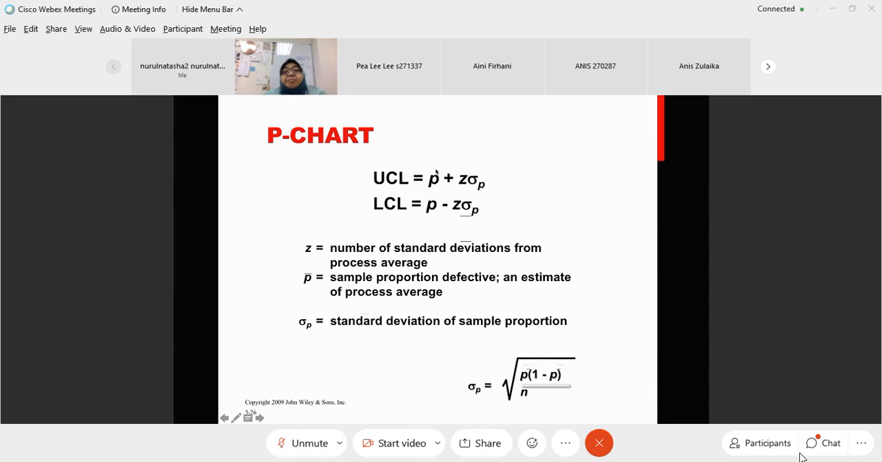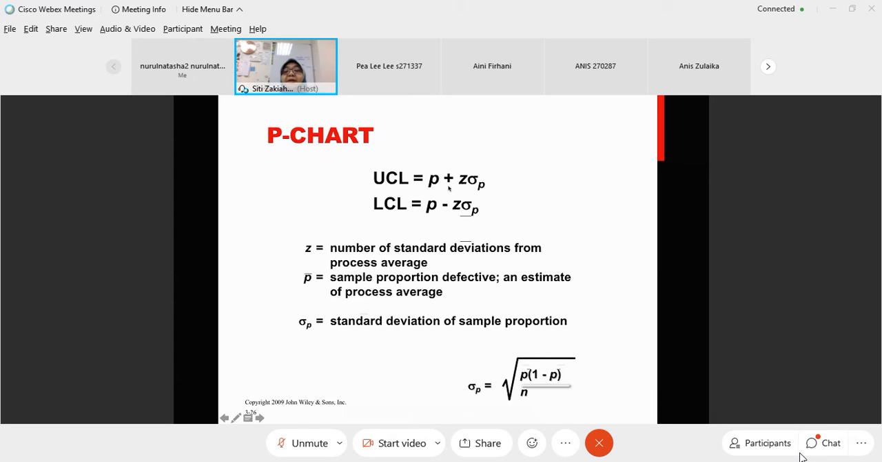It's not P, it's P bar, I think. Yeah. Z is the number of standard deviations. Okay, the standard deviation is plus 3 or minus 3. But if it's not mentioned, just use 3. Z is the number of standard deviations from the process average.